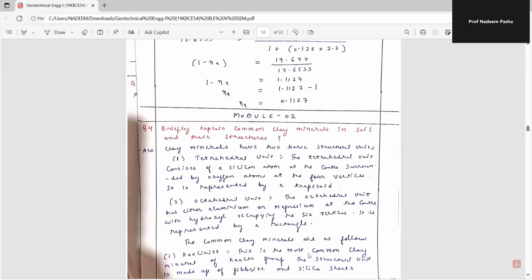Number one, tetrahedral unit. How are we defining the tetrahedral unit? The tetrahedral unit consists of a silicon atom at the center, surrounded by oxygen atoms at the four vertices. It is represented by a trapezoid. Similarly, the octahedral unit has either aluminum or magnesium at the center with hydroxyl occupying the six vertices. It is represented by a rectangle.